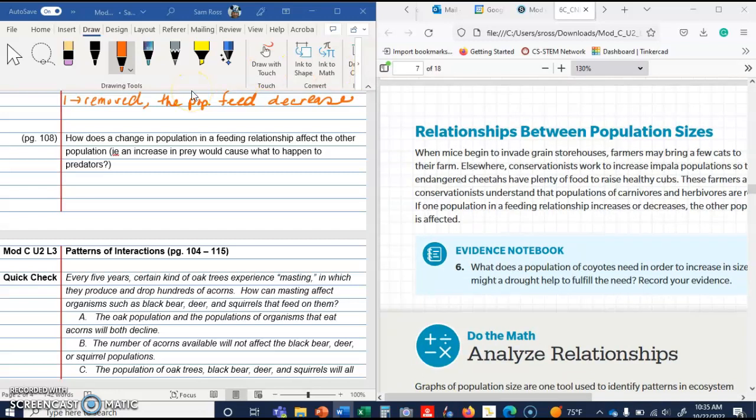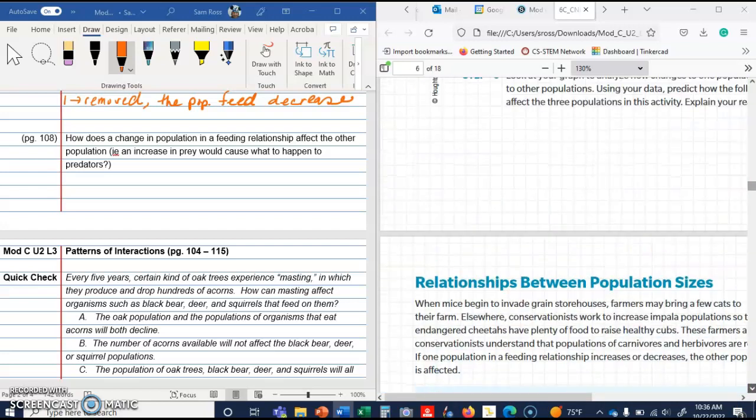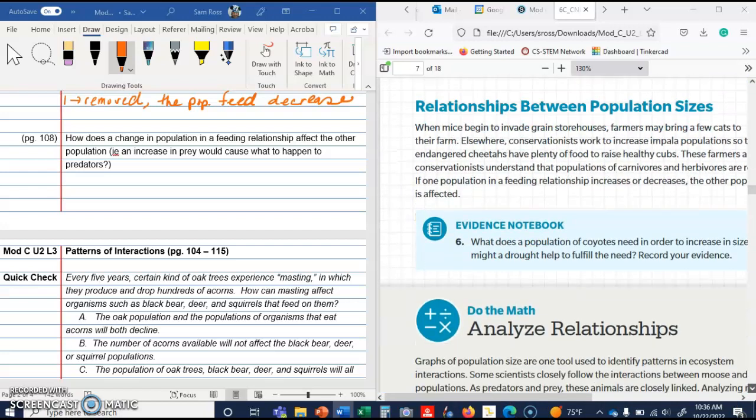So it says, how does a change in population in a feeding relationship affect the other population? For example, an increase in prey would cause what to happen to predators? Is this 108? Come on. It is 108. Awesome. Okay.